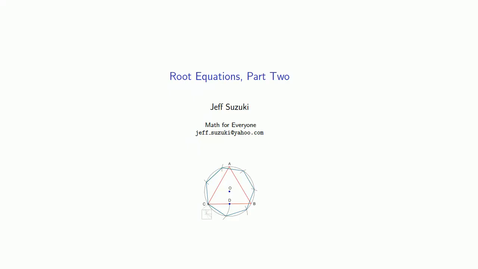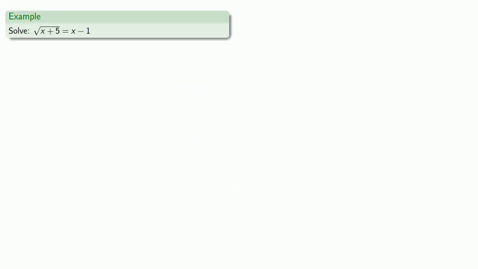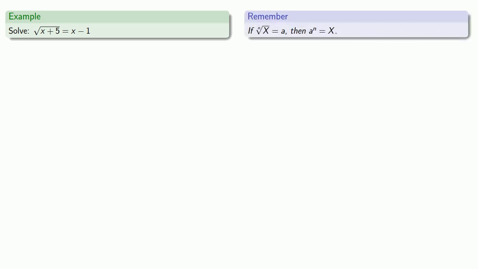Let's take a look at a few more root equations. Our ability to solve root equations is based on the idea that if the nth root of x is equal to a number a, then a to the power n is equal to x. So if I have the square root of x plus 5 equals x minus 1, I can start by squaring both sides.